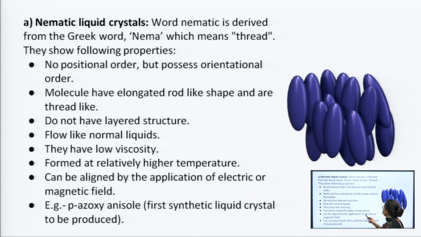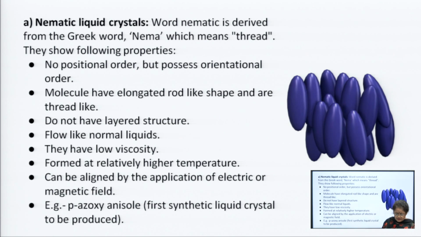Formed at relatively higher temperatures, can be aligned by the application of electric or magnetic fields, and a popular example for nematic liquid crystals is para-azoxyanisole. This is one of the first synthetic liquid crystals that could be produced in a laboratory.